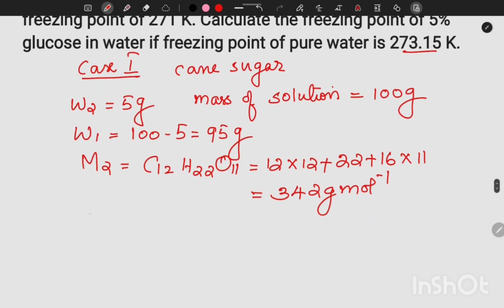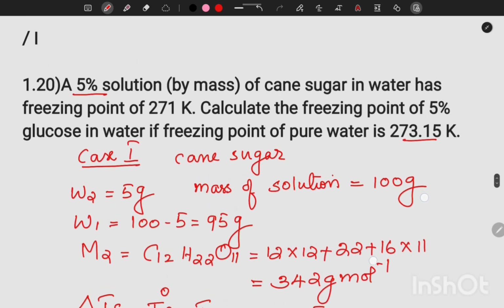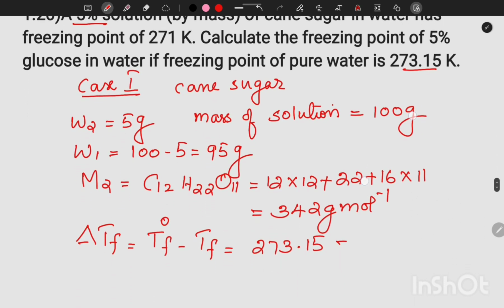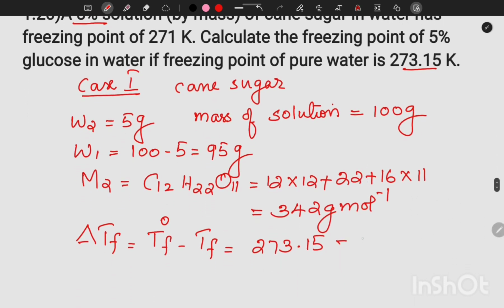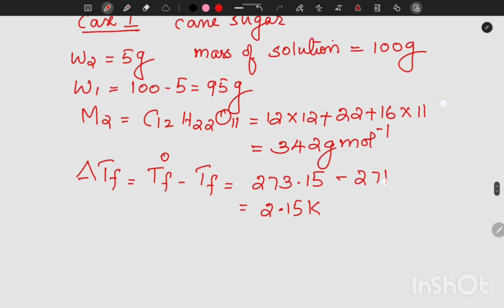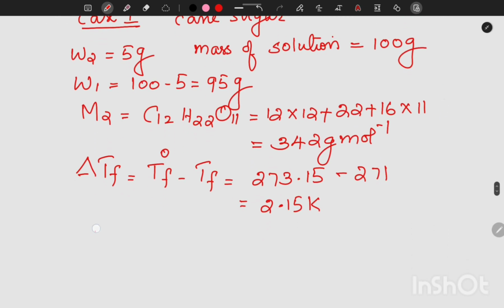Now let us calculate delta TF, that is equal to T0F minus TF. T0F is the freezing point of pure water, that is equal to 273.15, and when we added the 5 gram of solute cane sugar in water, we got the freezing point as 271. So the difference is 2.15 Kelvin, that's the depression in freezing point.